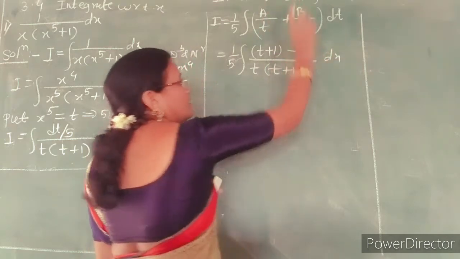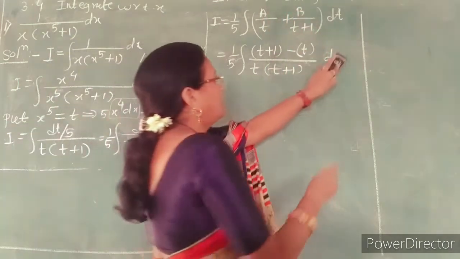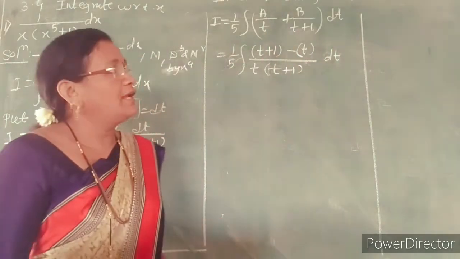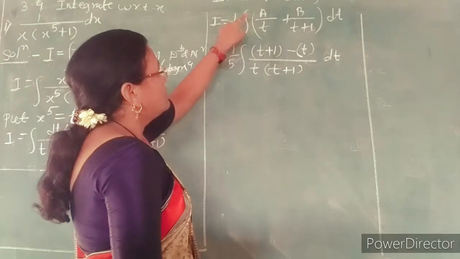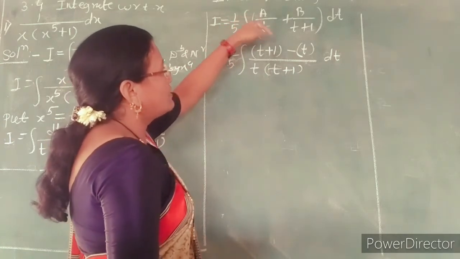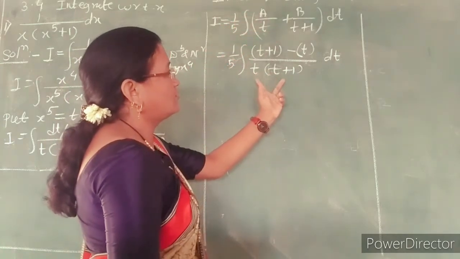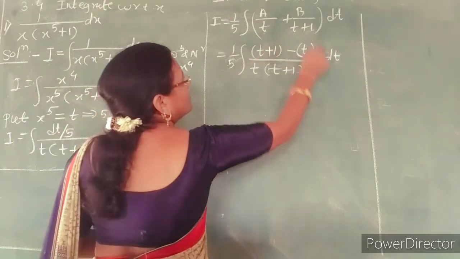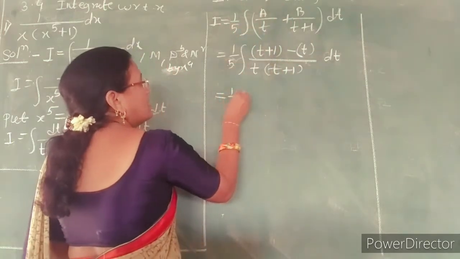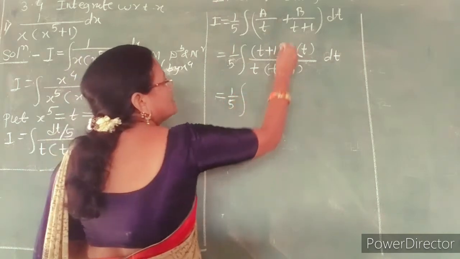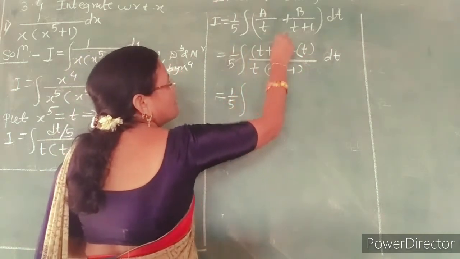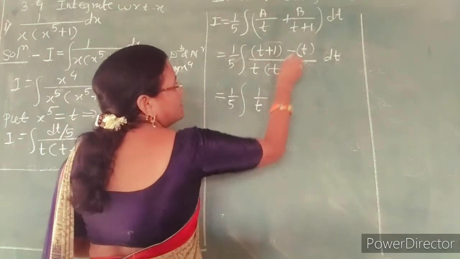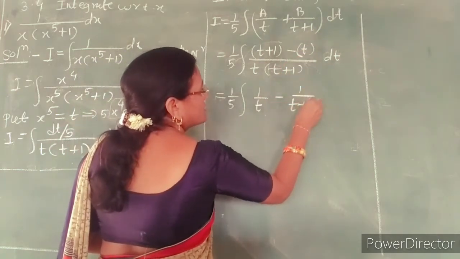Actually we find this by taking cross multiplication, but remember that if the denominator is the product of two successive terms and the numerator is only one constant, then that one can be adjusted as the difference of these two successive terms. So t plus 1 minus t is 1, so 1 into dt remains as it is. Now, we can divide by the separation t plus 1, so we get here 1 upon t, and by dividing this we get here minus 1 upon t plus 1.